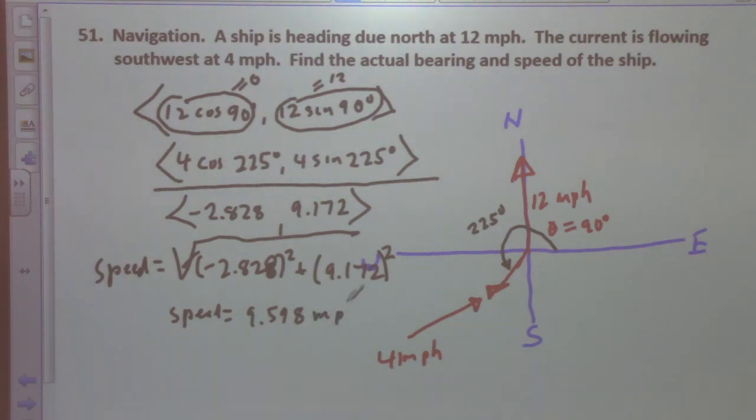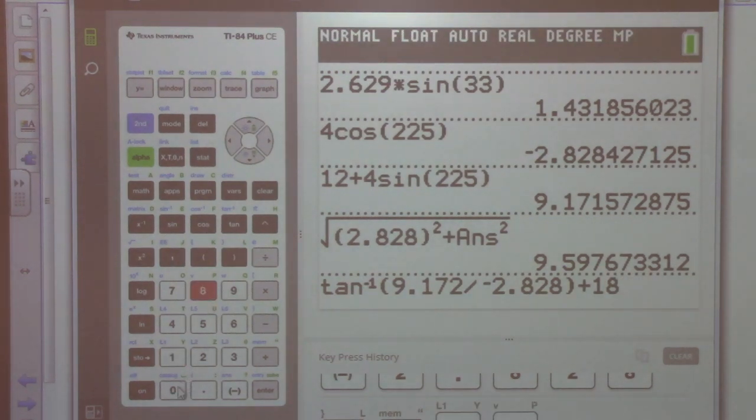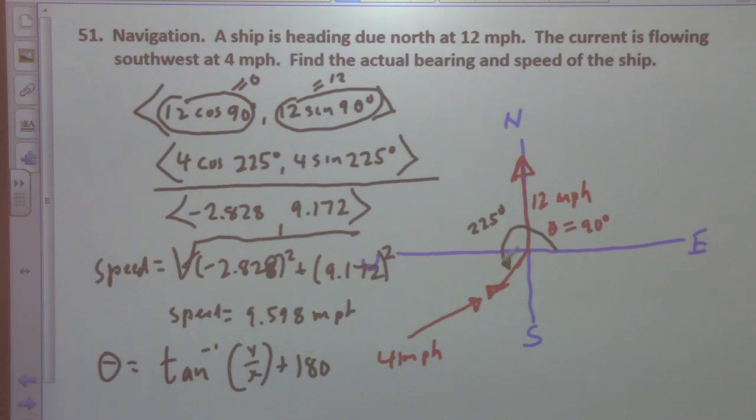That's going to be miles per hour, and what direction is it going to be? Direction is going to be inverse tangent of, I'll just put y over x, plus 180, right? So inverse tangent of y, and y is going to be this value here, 9.172 over negative 2.828, and we're going to add to that 180, so we get 107.136. So it's going to end up being essentially over here.